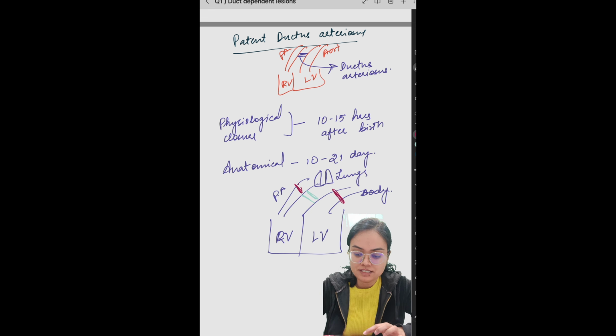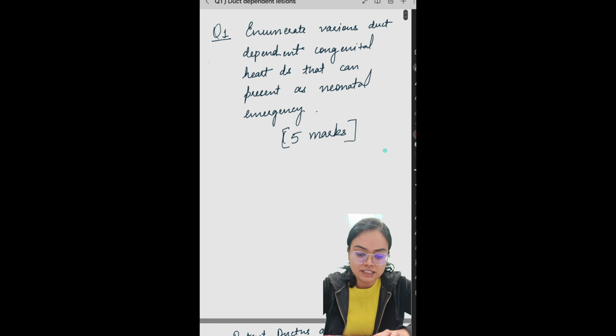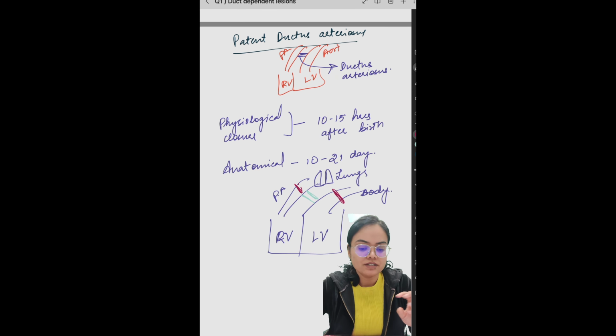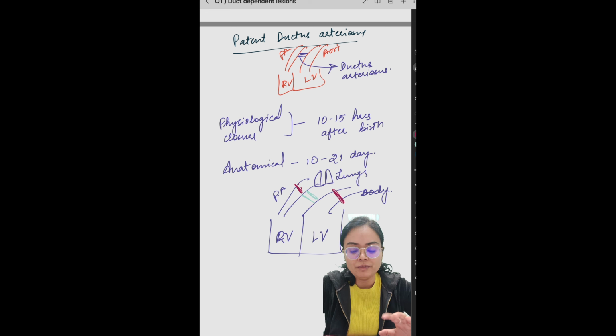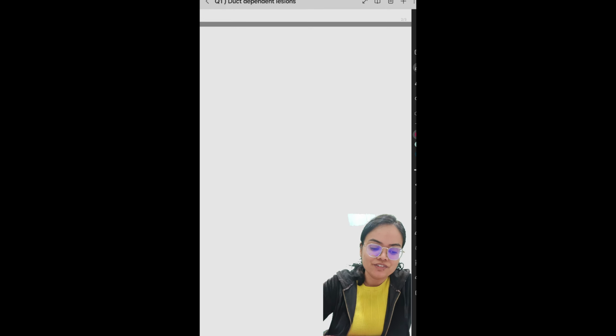Since the examiner has asked about the different duct dependent lesions, and it is a 5 marks question asked only for enumeration, we will only be enumerating with a few lines about things like PDA: physiological closure at 10 to 15 hours after birth, anatomical closure at 10 to 21 days after birth. In DNB we have to be very precise because they are not going to give extra marks no matter whether we write 10 pages or 20 pages.